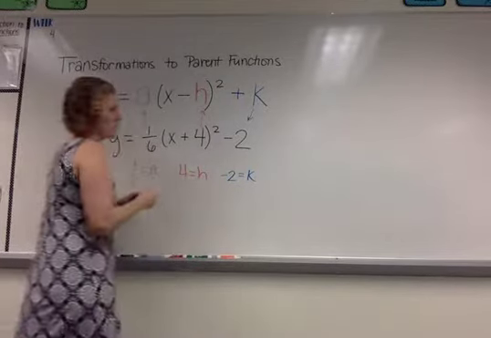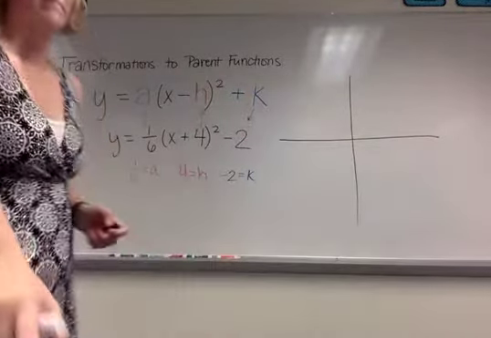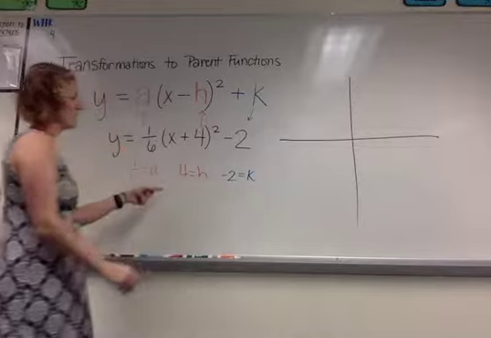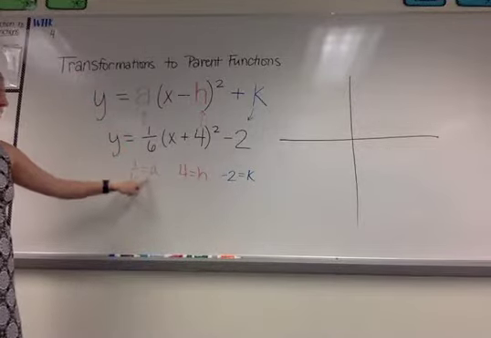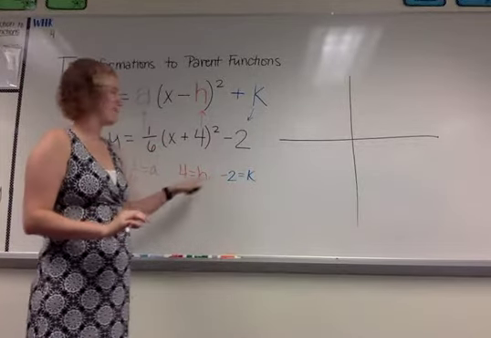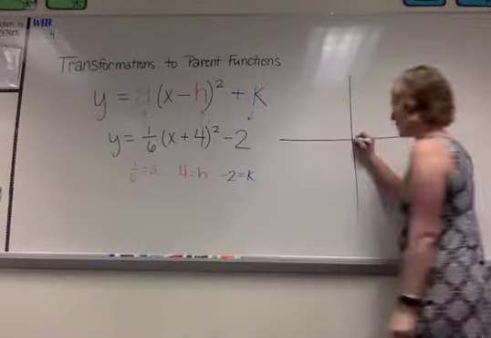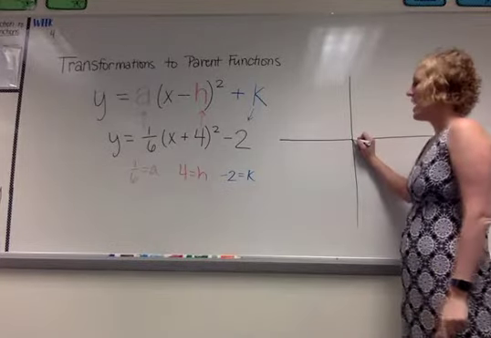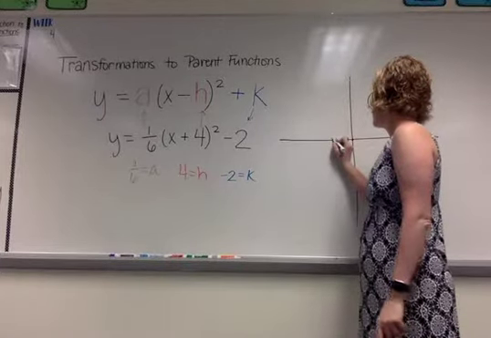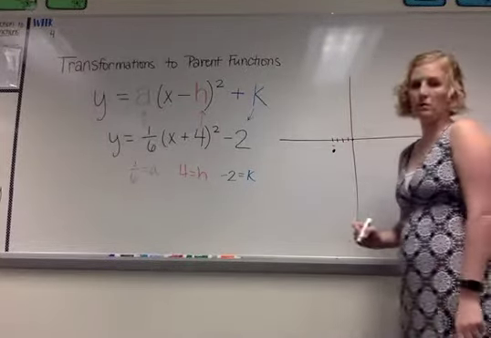vertex. So if I sketch this graph, you'll notice I always start with the vertex. And the reason I start with the vertex is because this stretches or compresses it, but I don't know how wide or skinny to make it until I have found my vertex. So positive 4, so I need to go from the origin, which is where the parent function's vertex is, and I need to move left 4. So 1, 2, 3, 4. And then I need to move down 2. So 1, 2. So that's where my vertex will be.